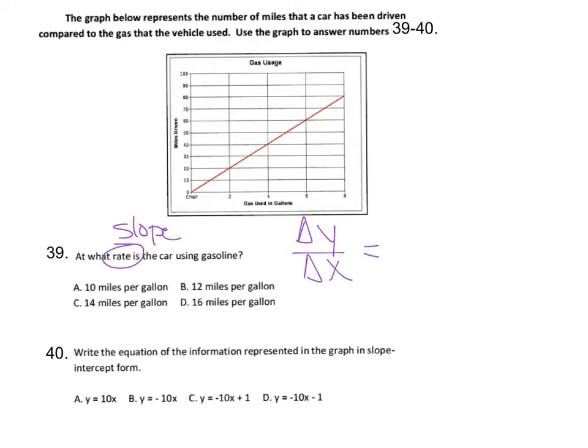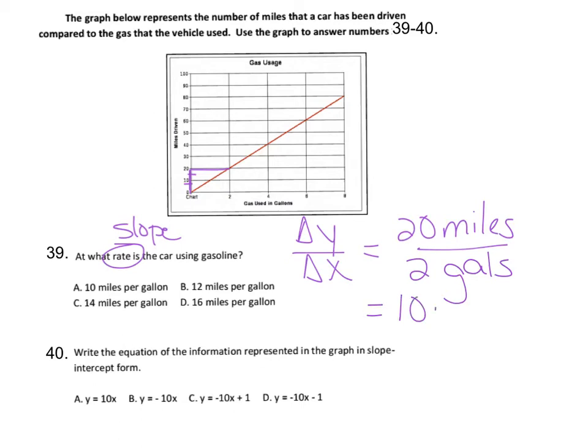So I look at my change in y. Now notice my scale here. That's important. How much am I going up? I'm going up 20 miles. Look at your y-axis. Over my change in x, from here to here is 2 gallons. So 20 miles for every 2 gallons is what? 10 miles per gallon. So that is A.